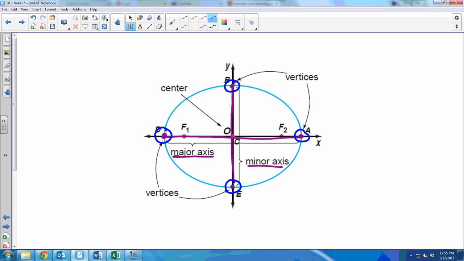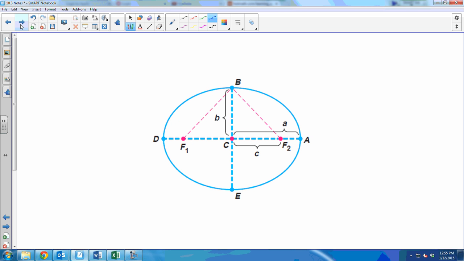And then you have two foci that are the same distance from the center on both sides. Then we're talking about A, B, and C as being important variables to know.